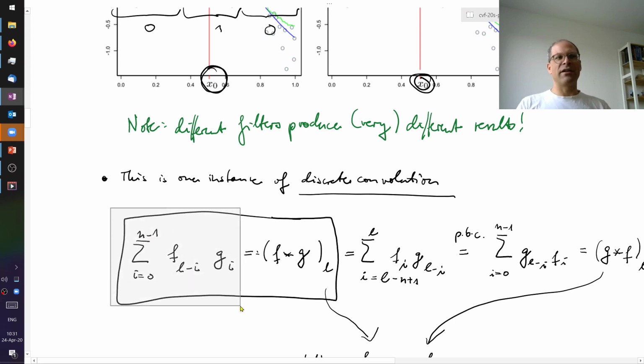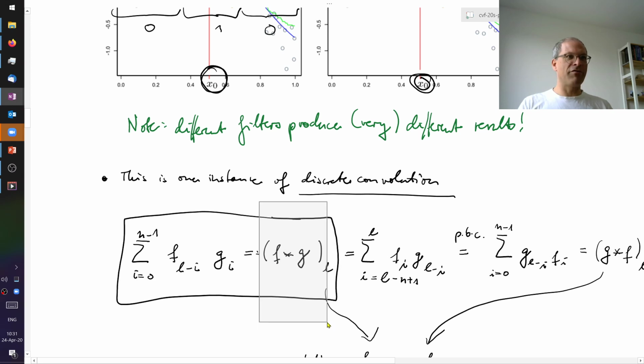Same thing, just now I've not written Y and W, but F and G, where let's say F is the filter and G is the one-dimensional signal to be filtered. And this is the definition of convolution. So I can say that F convolved with G at location L is the thing that you see here.